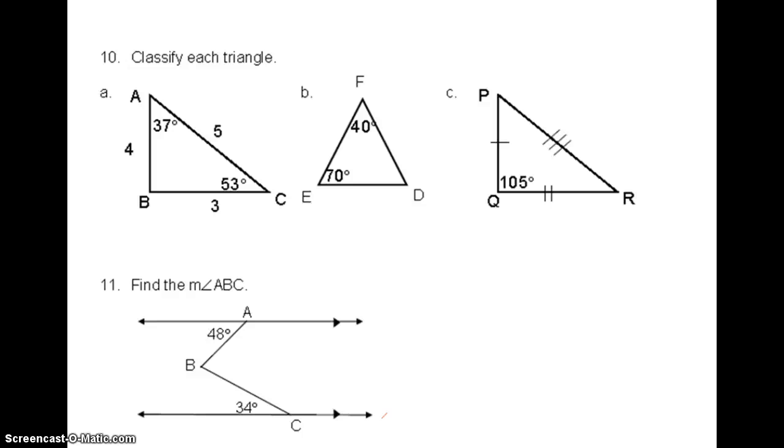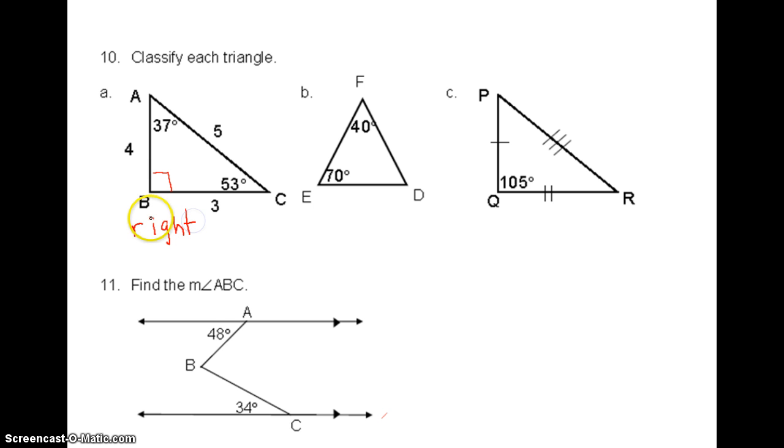Okay, number 10. Classify each triangle. We need to classify it by its angles and its sides. First of all, we need to find out this missing angle here. So I've got 37 and 53, and those together give me 90. So that means this angle here must be 90, so that's a right angle. So I'm going to call this right angle.